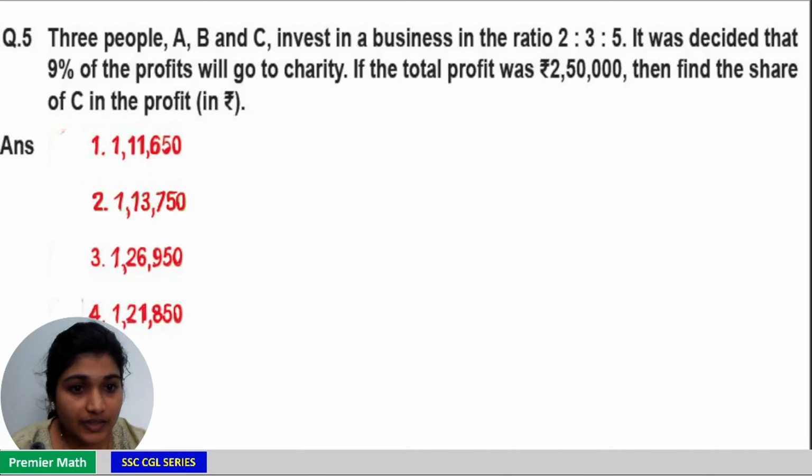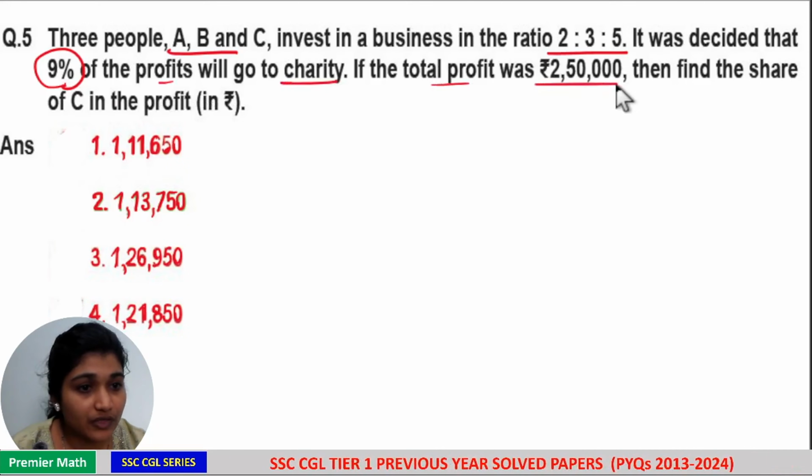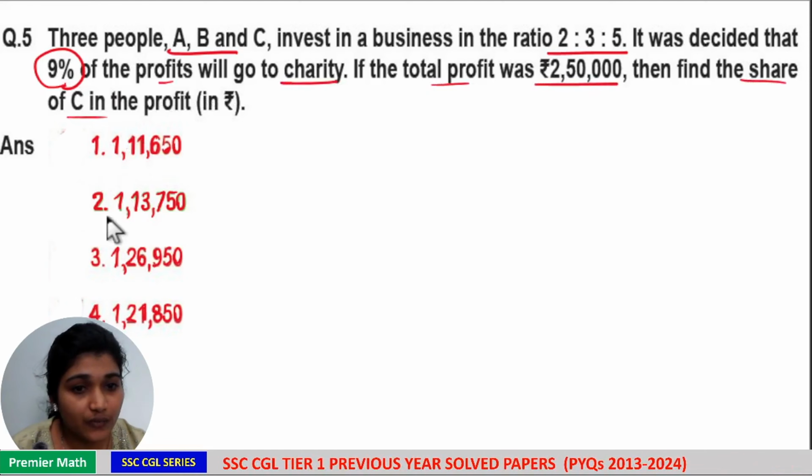Three people, A, B, C, invest in a business in the ratio 2 is to 3 is to 5. It was decided that 9% of the profit will go to charity. If the total profit was 2,50,000, then find the share of C in the profit.